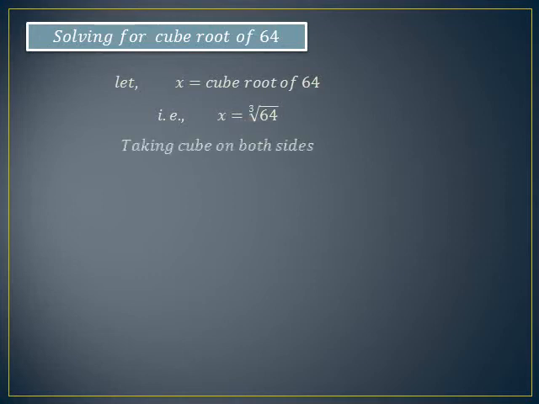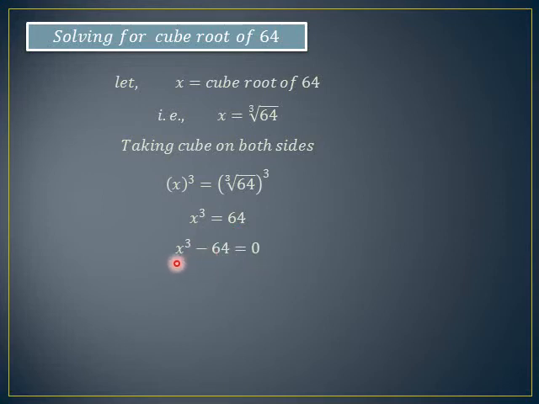So for cancellation, we have to take cube on both the sides. The cube will get cancelled with the cube root, so we will get x cube equals 64. As I told you before, before applying the formula, we have to bring the equation equal to 0. To bring the equation equal to 0, we have to take that 64 to the other side of the equation. It will become x cube minus 64 equals 0.